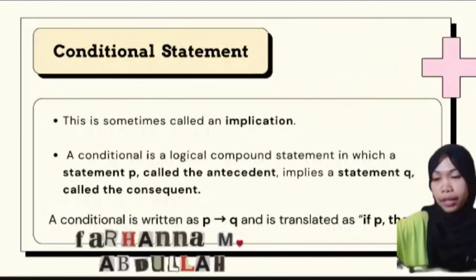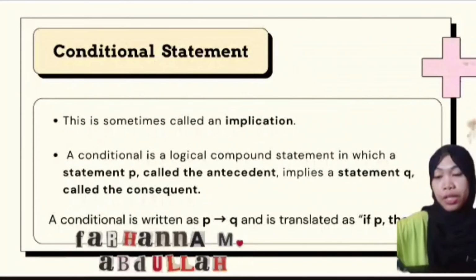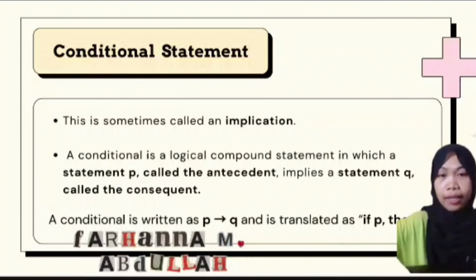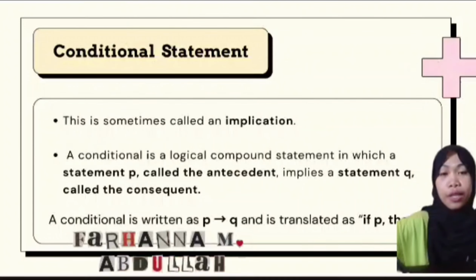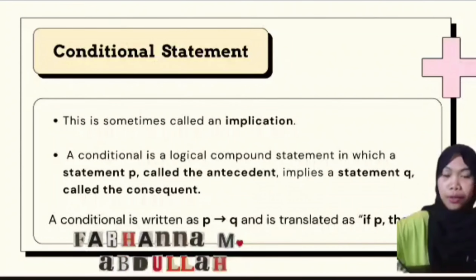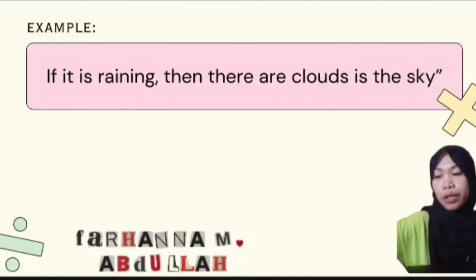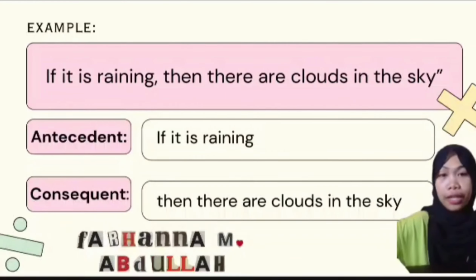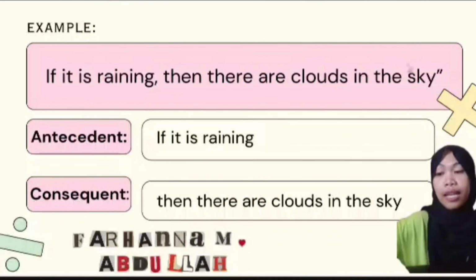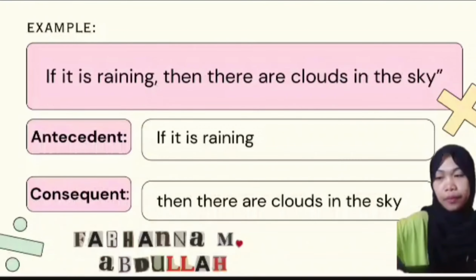As you can see in this slide, it shows how to write the conditional, and it is translated as "if P then Q," or it could be "P implies Q." Okay, let's proceed to the next slide. Here we've given some examples for us to find the antecedent and the consequent. The example here is, if it is raining, then there are clouds in the sky. So our antecedent is "if it is raining," and our consequent is "then there are clouds in the sky."